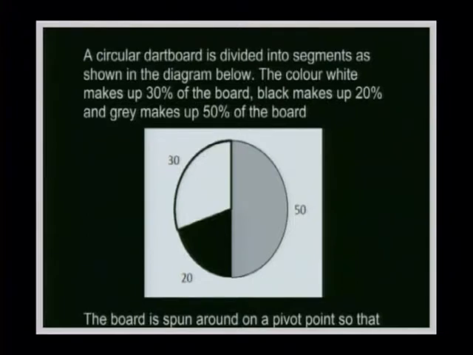The color white makes up 30% of the board, so that was your 30%. The black makes up 20%, so I've got 20% of black. And finally, we've got gray that makes up 50% of the board.